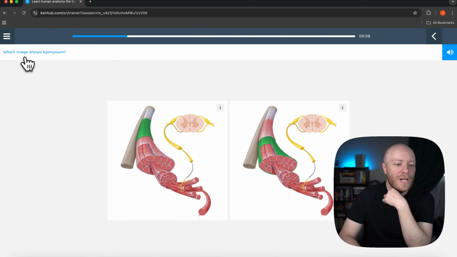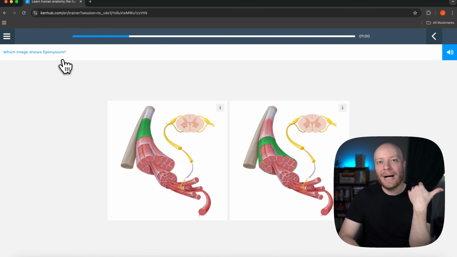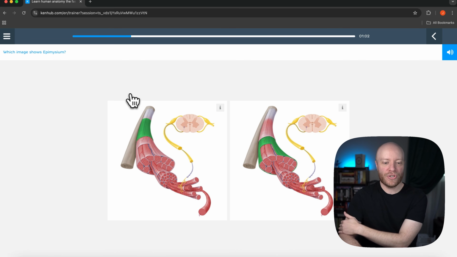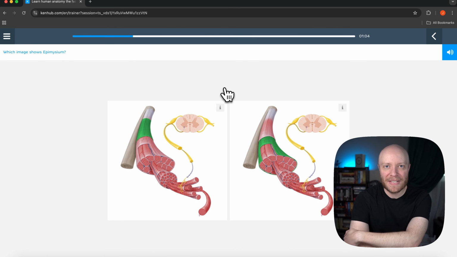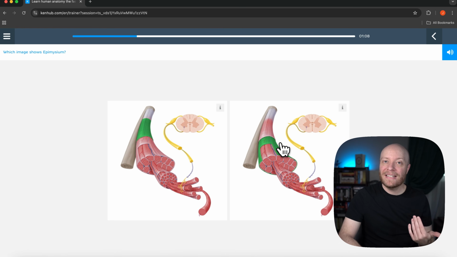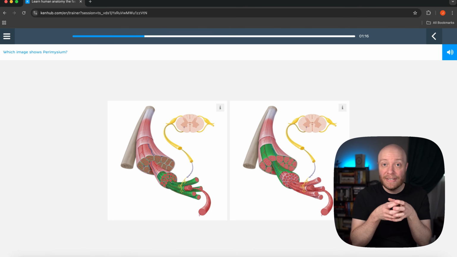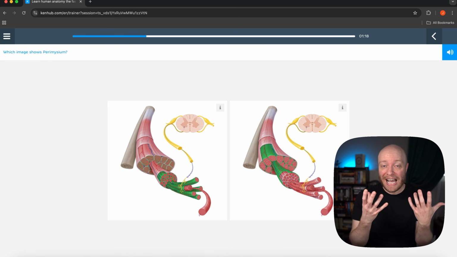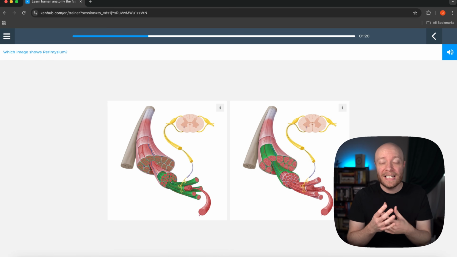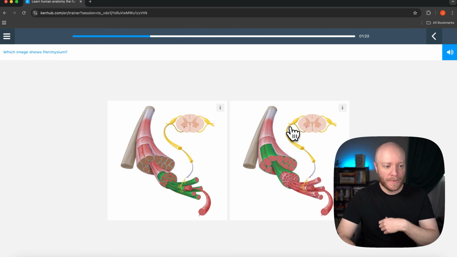Now, which image shows the epimysium? That is going to be this one. Remember, that is the dense irregular connective tissue that is just going to be deep to the deep fascia. Remember, that wraps and creates an individual muscle, while the fascia is more about compartmentalizing and creating those muscle groups.